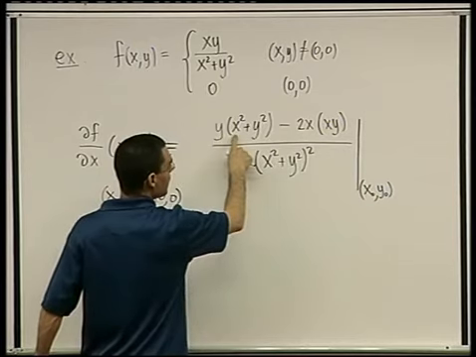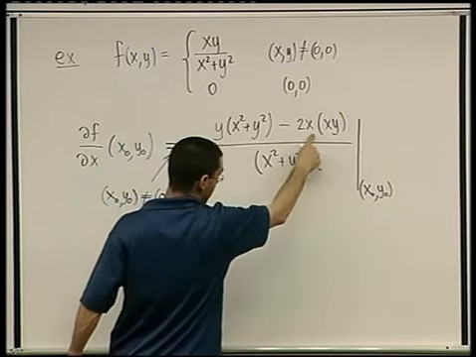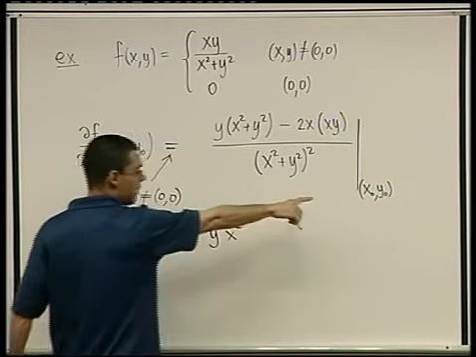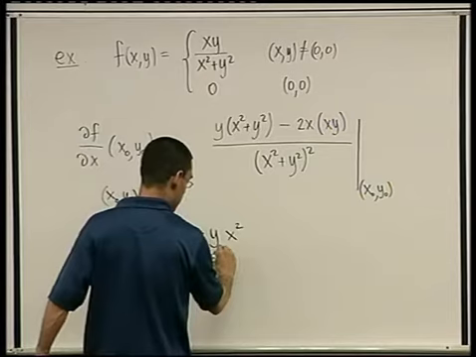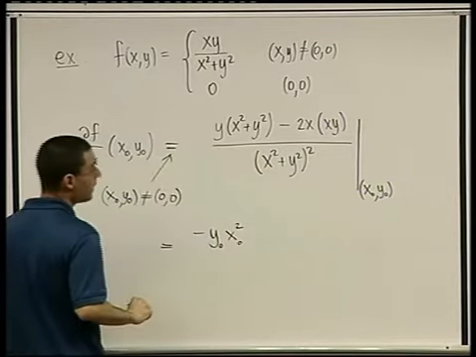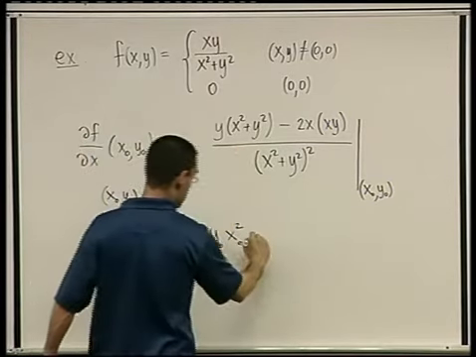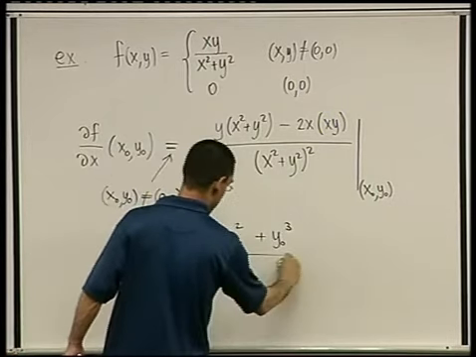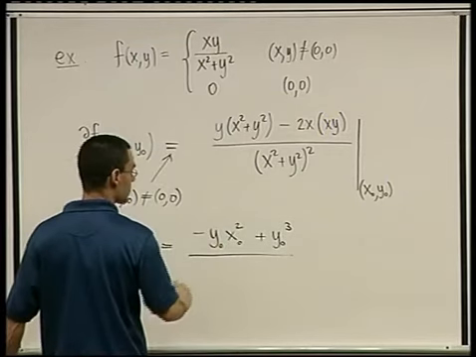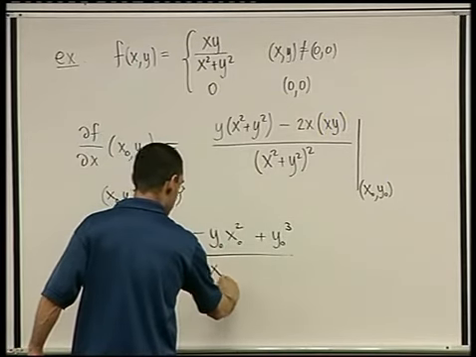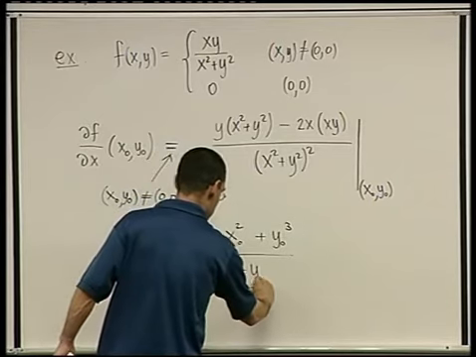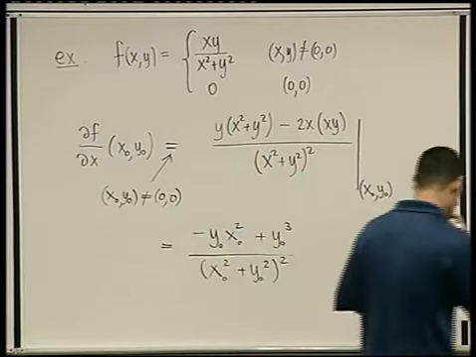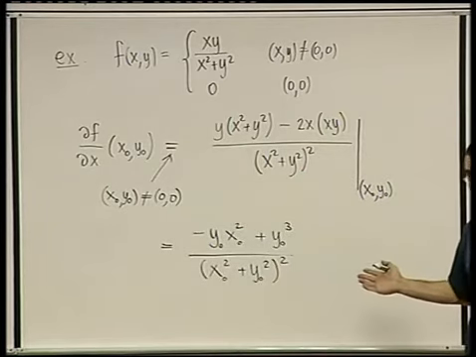I have yx squared minus 2yx squared. So it's minus yx squared. But remember, I'm evaluating at x0, y0, so I'll already write that. And then I have plus y cubed, so plus y0 cubed. And then divided by x0 squared plus y0 squared, all of that squared. That's what I get. Is it clear what just happened?